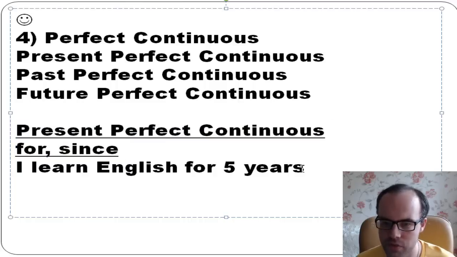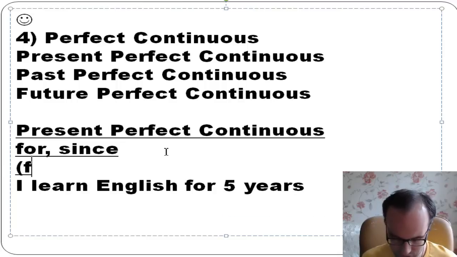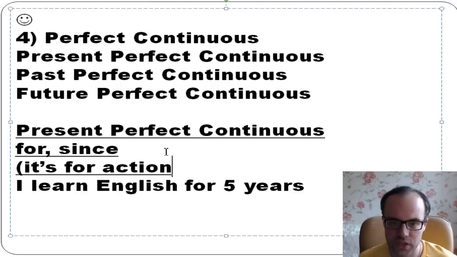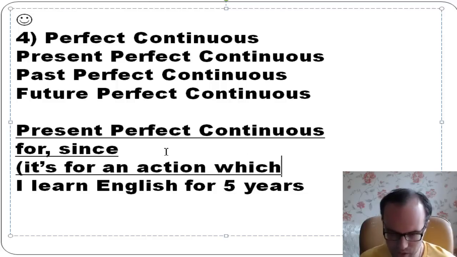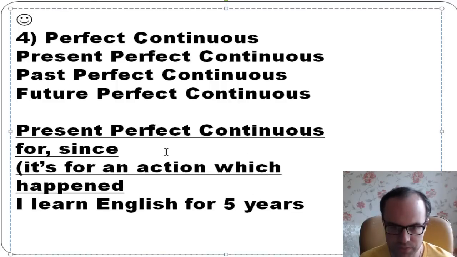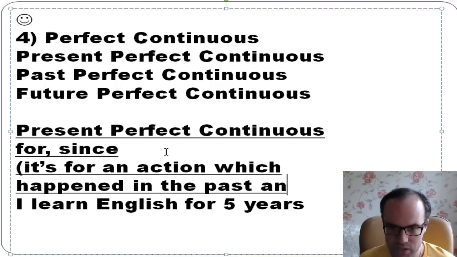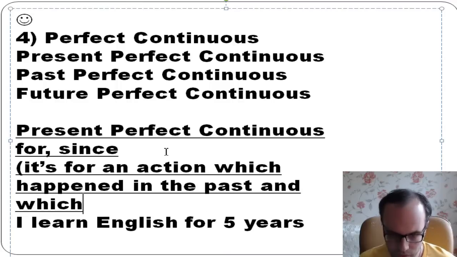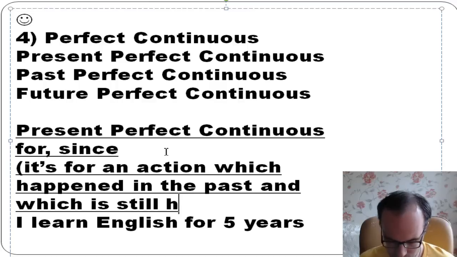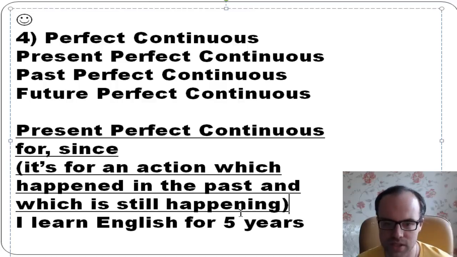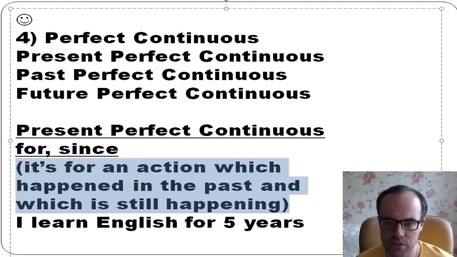So, what is present perfect continuous? It's for an action which happened in the past and which is still happening. And we use for and since.